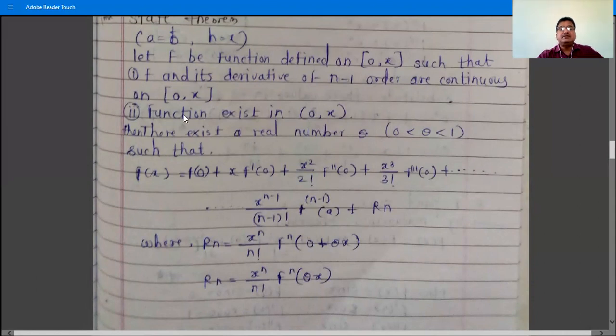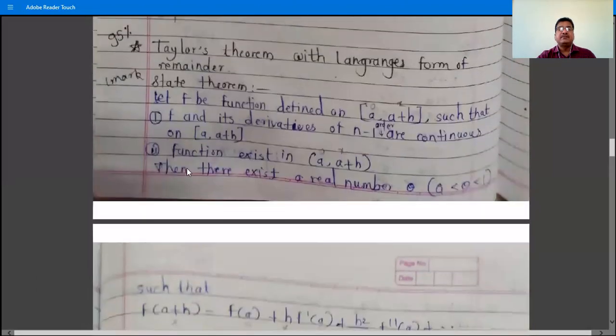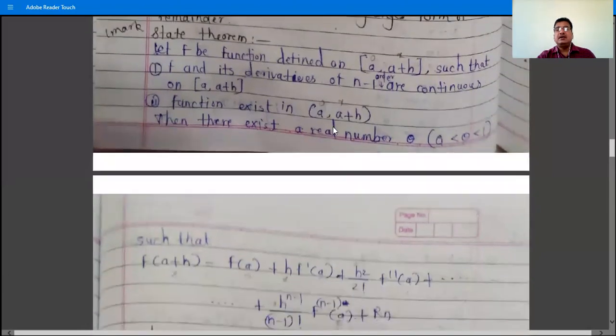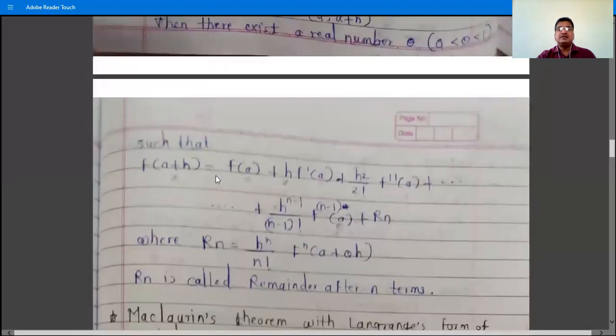So the correction is at this place. In the place of function f raised to n, either write n in bracket, that is the nth order derivative, exists in 0 x, and here is also the correction. Then what is the statement? In this statement, a as 0 and h as x.